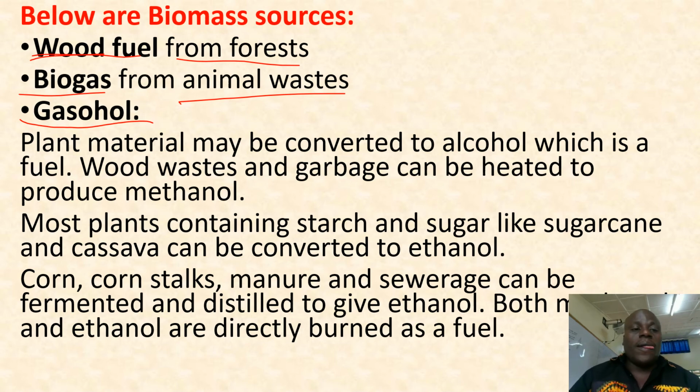Gas oil. How do we get this? From plants. Plant material may be converted into alcohol, which is a fuel. Wood wastes and garbage can be heated to produce methane. Most plants containing starch and sugar, like sugar canes and cassava, can be converted into ethanol. Corn and corn stalks, manure and sewage can be fermented and distilled to give ethanol, which can all be directly burned as fuel.